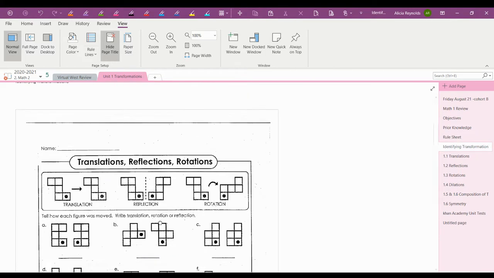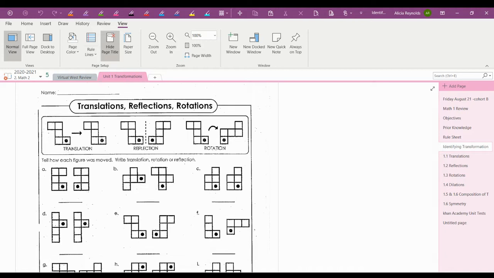And last but not least, to go over for this video, this identifying transformation page is also in your packet. I want us to complete it today. Very simple. If it's a translation, it's just going to be slid one direction or the other. Reflection, we're going to clearly see a line, that mirror effect. And then with a rotation, it's going to be turned. So for these two, it's all about the orientation. Does it have a different orientation?